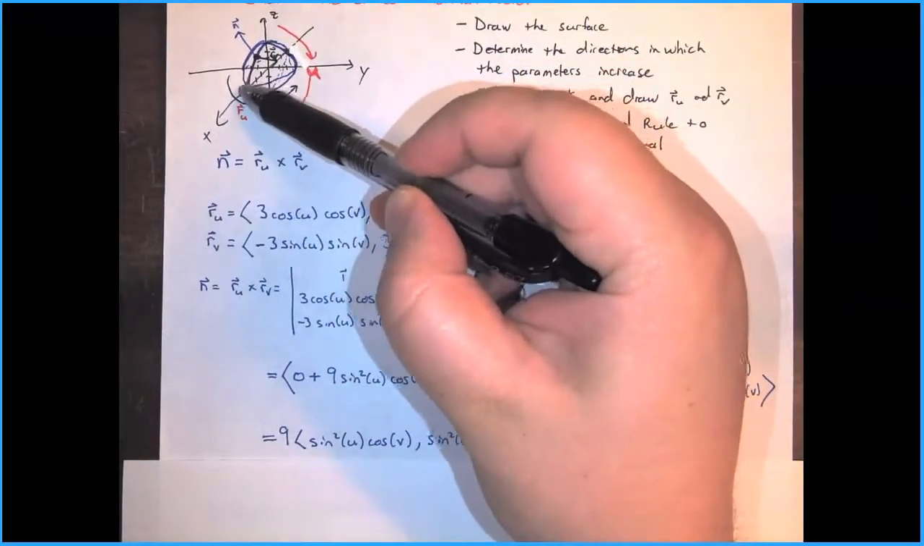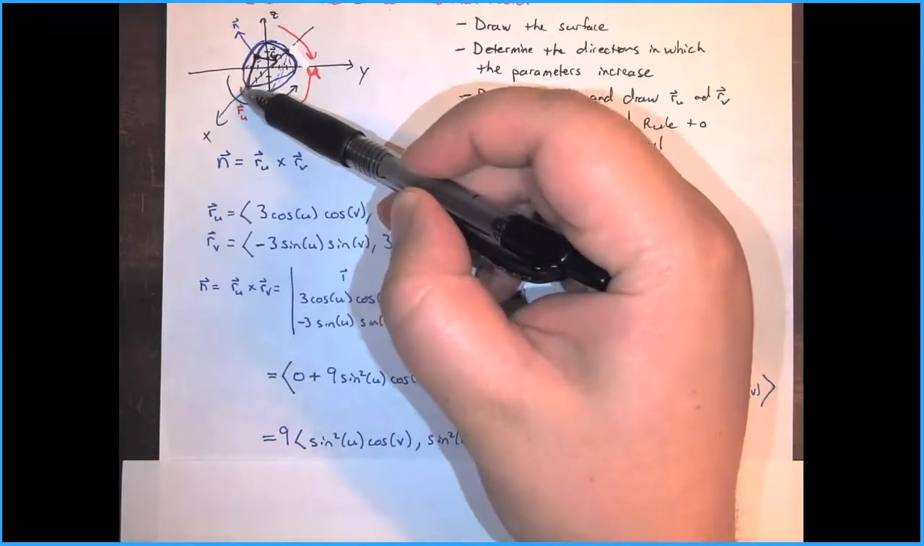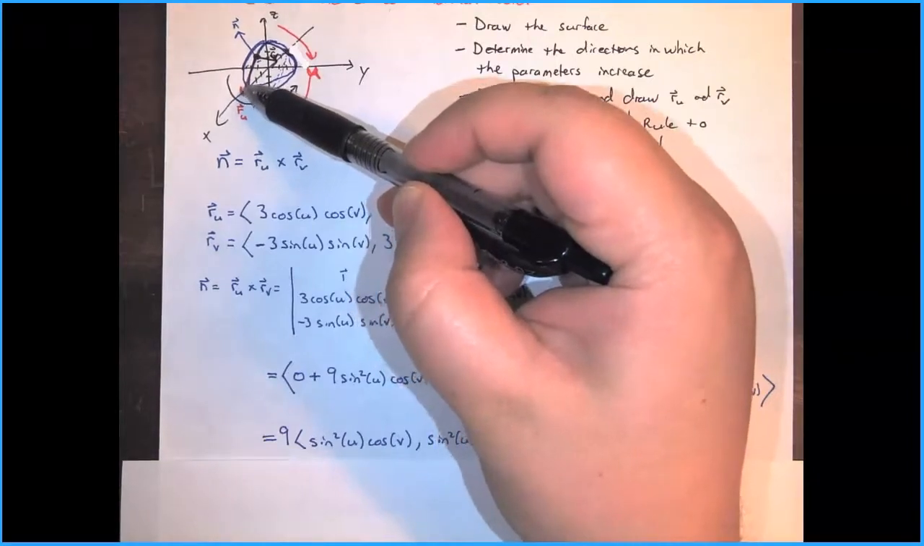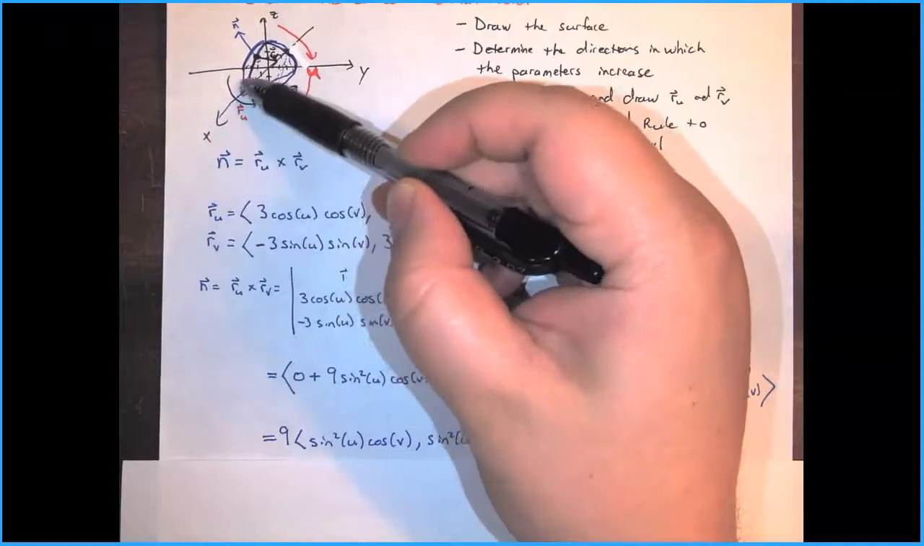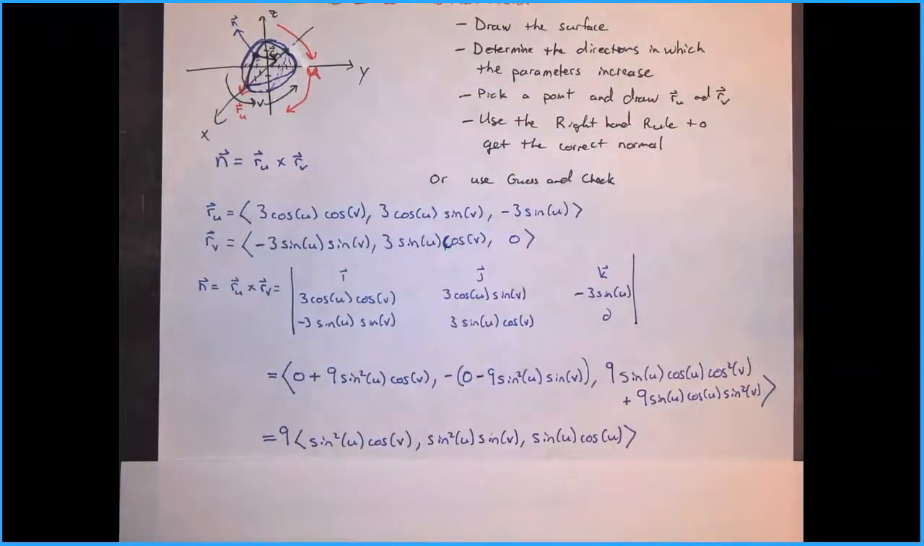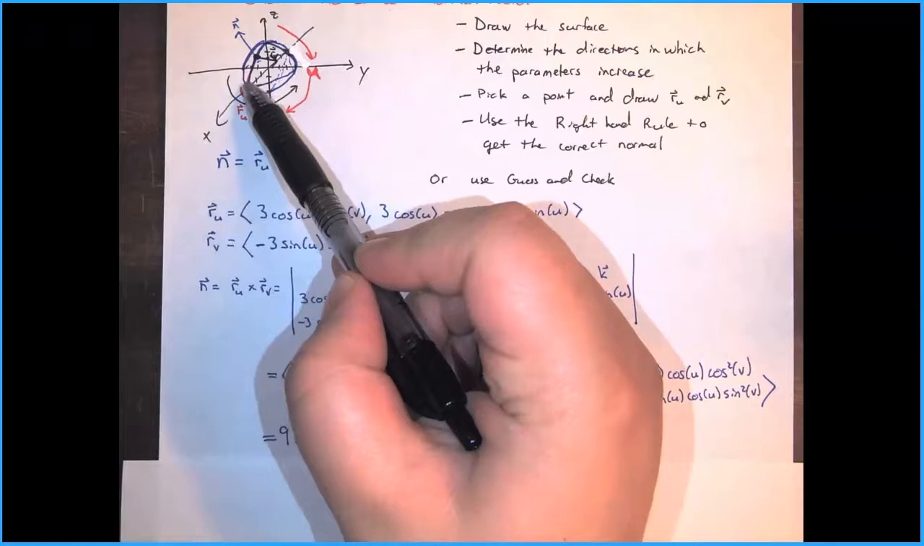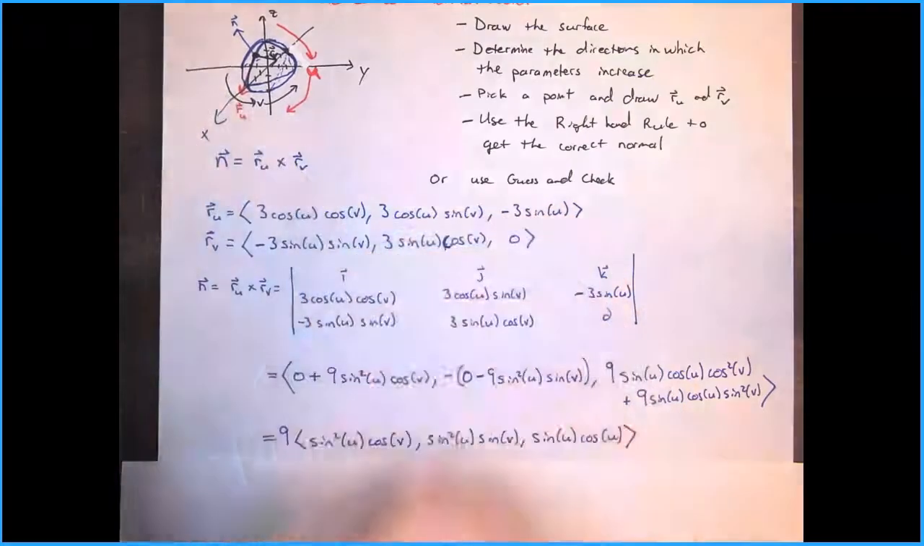So I want to pick the point where the x-axis intersects this sphere, the positive x-axis. And I know the normal should be pointing outward, so it should be pointing the same direction as the x-axis, meaning the first component should be positive, the next two components should be 0. So I need to figure out the values of u and v that give me this point. So I get the normal pointing out in this direction.